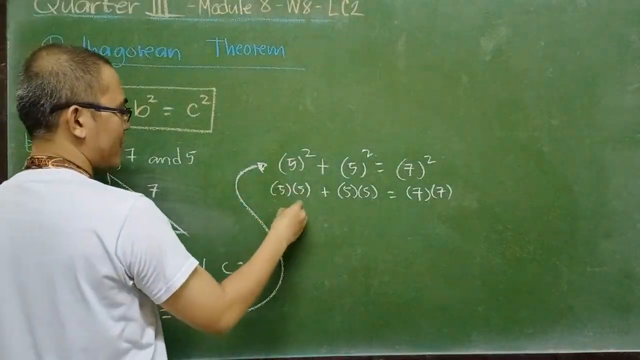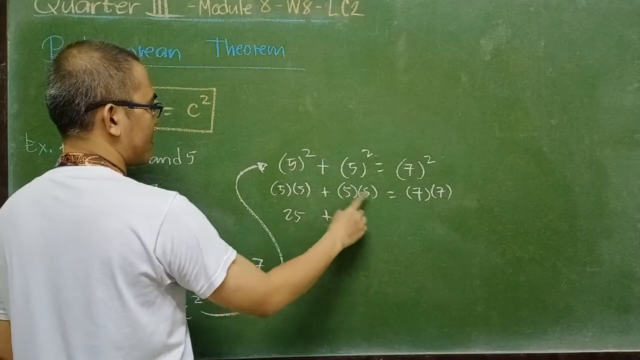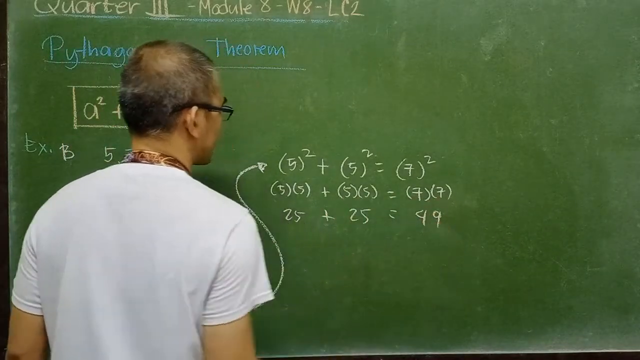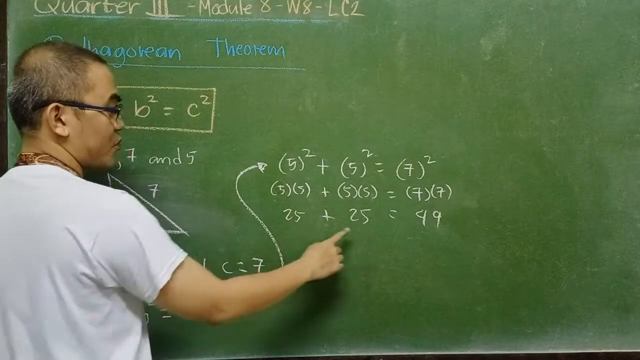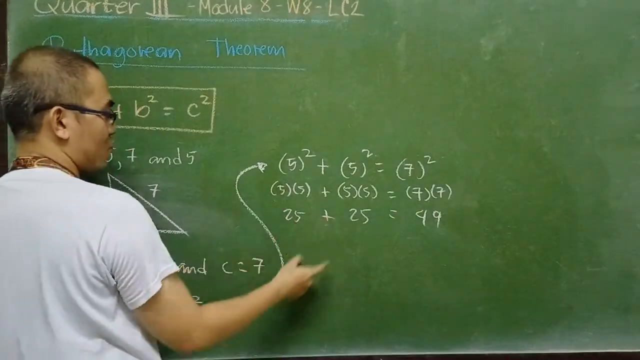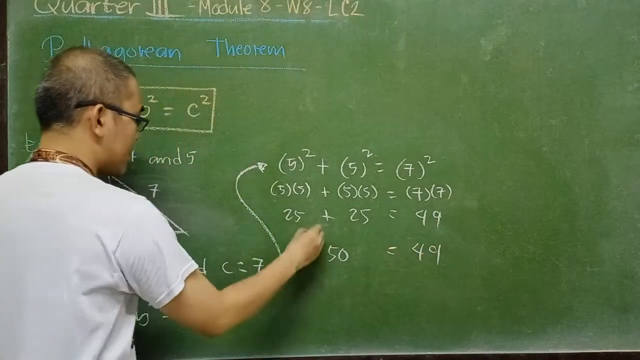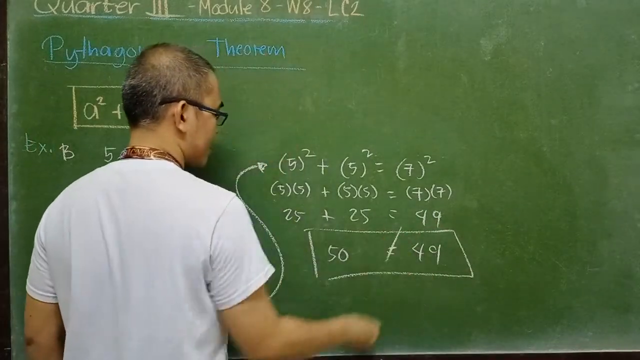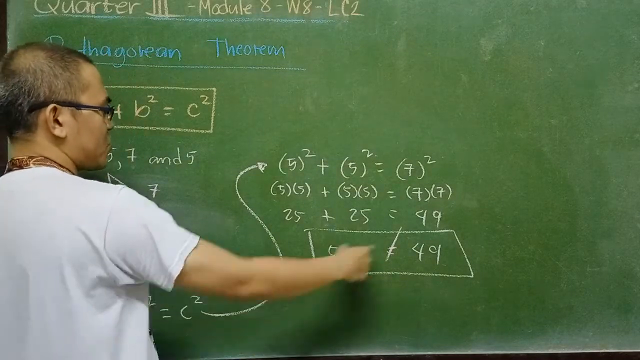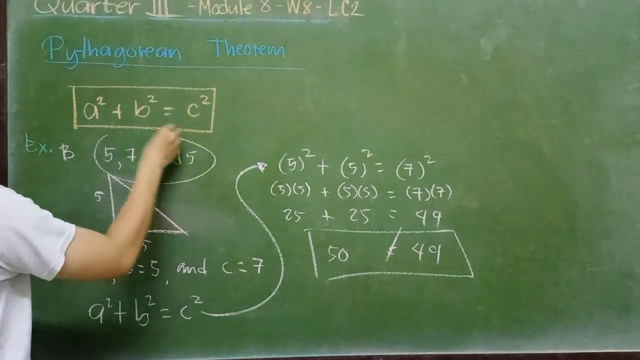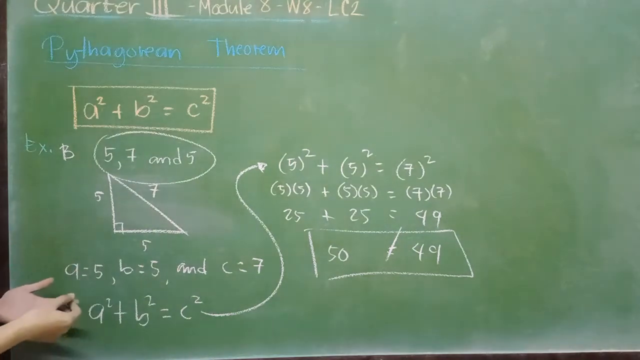So 5 times 5, that will be 25. 5 times 5 is also 25. And then 7 times 7 is 49. Then you simplify this furthermore, you have 25 plus 25, that is 50, and then 49. Now obviously, these two are not equal. Yung isa 50, isa 49. So hindi sila equal. Ibig sabihin, this set of numbers are not Pythagorean triples.